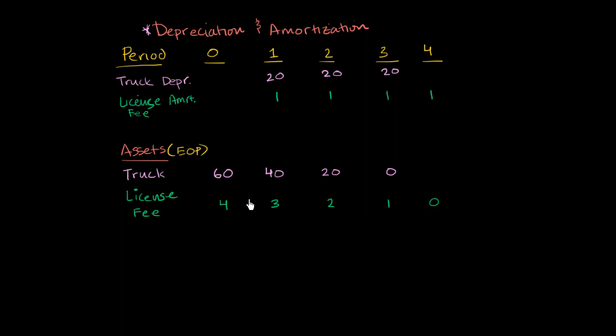So mathematically, they're the same thing. Even philosophically, they're the same thing. The idea is that instead of expensing these costs all at once, you're saying, look, they have some useful life. Let me spread out the expense over their useful life.